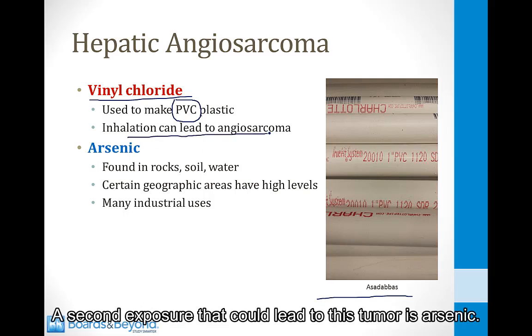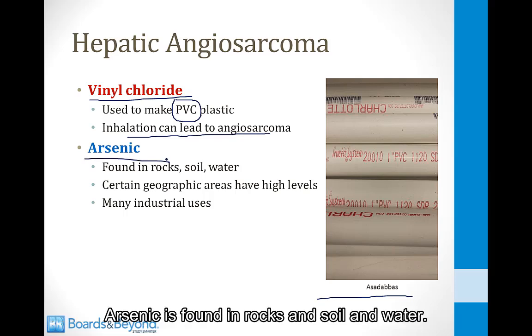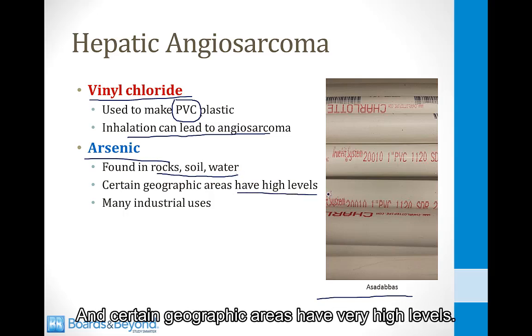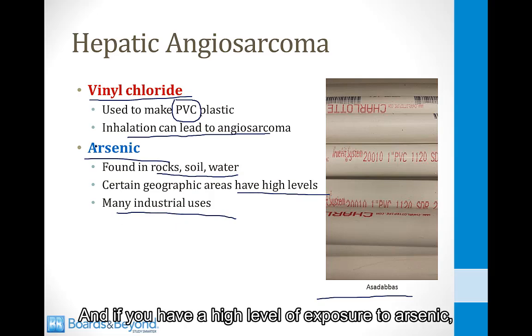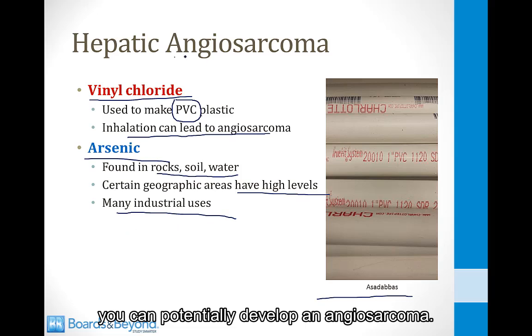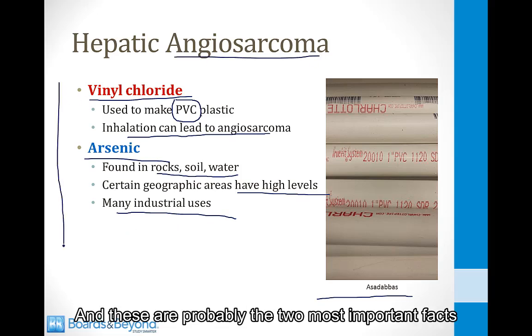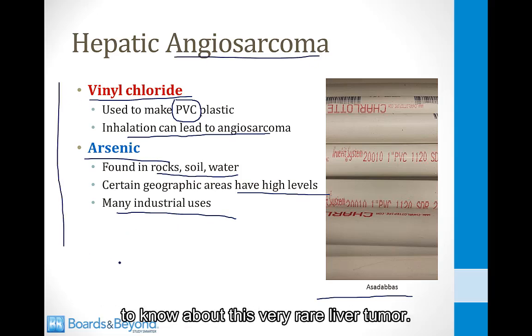A second exposure that can lead to this tumor is arsenic. Arsenic is found in rocks and soil and water, and certain geographic areas have very high levels, and there are many industrial uses of arsenic. And if you have a high level of exposure to arsenic, you can potentially develop an angiosarcoma. And these are probably the two most important facts to know about this very rare liver tumor.